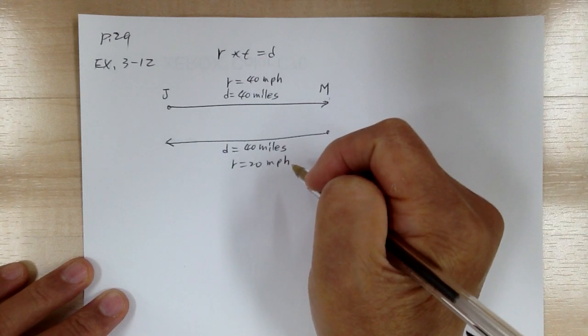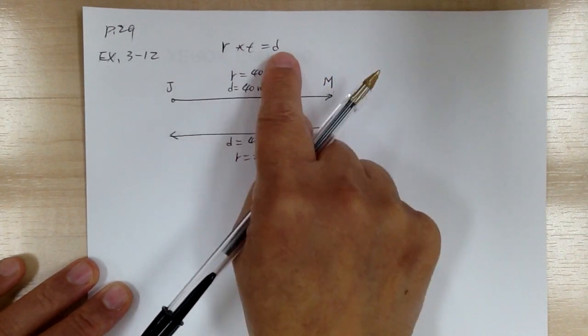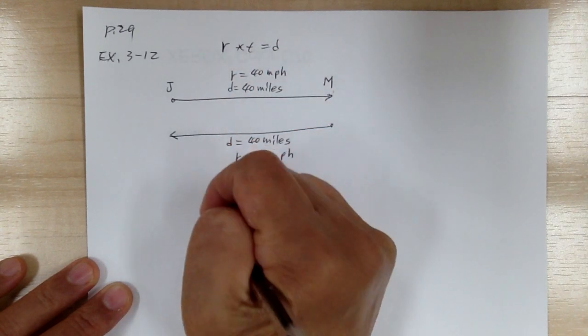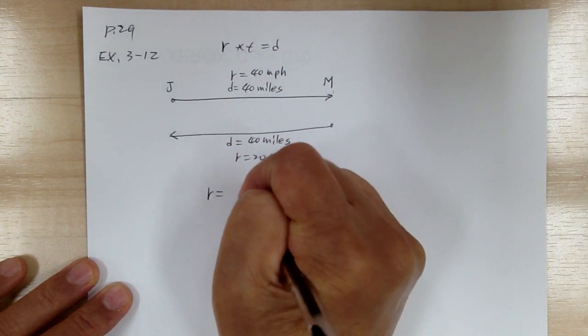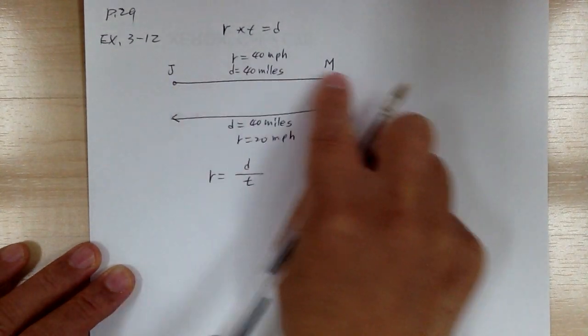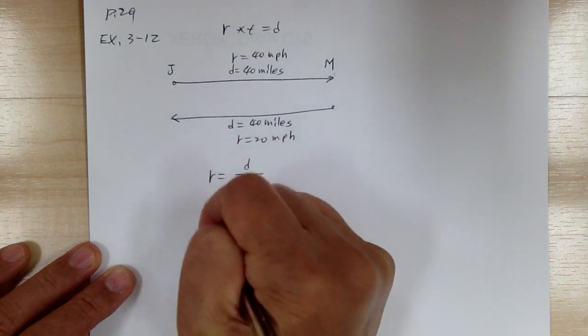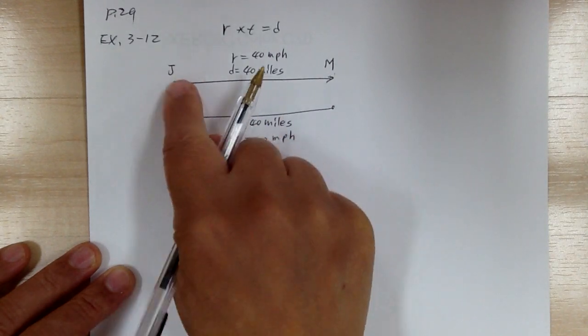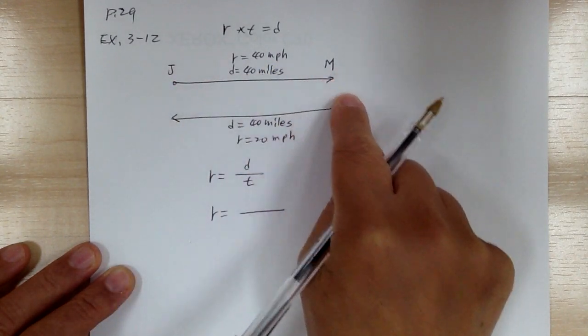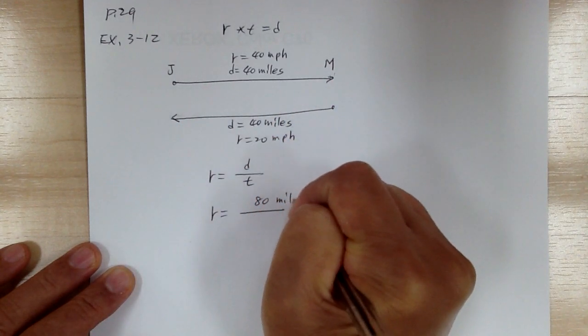So what's the average speed for the whole trip? Average speed, the rate, is equal to distance divided by time. That's the speed. Now for the whole trip, you can't just average the 40 and the 20. It doesn't work that way. The whole distance is 40 miles that way and 40 miles coming back, so the distance is 80 miles.